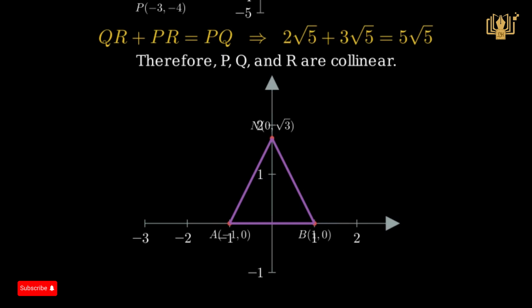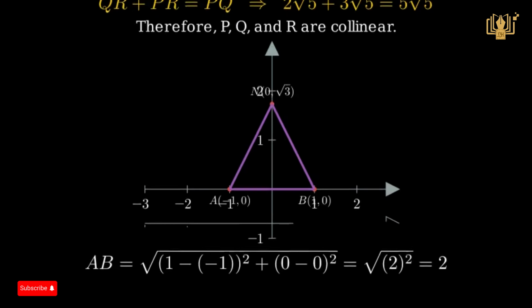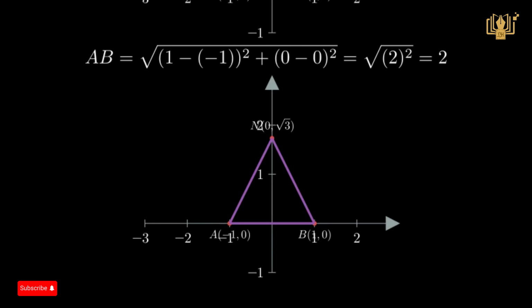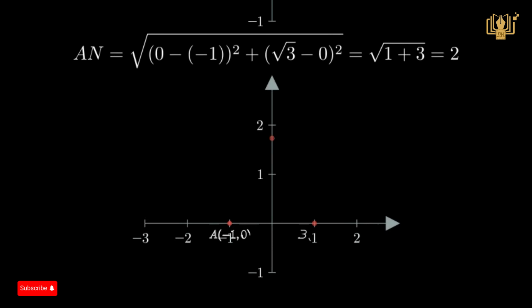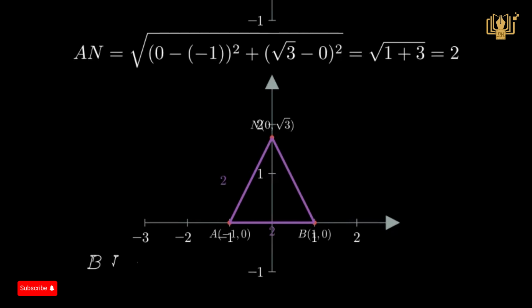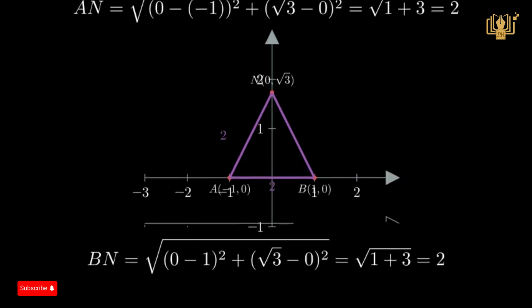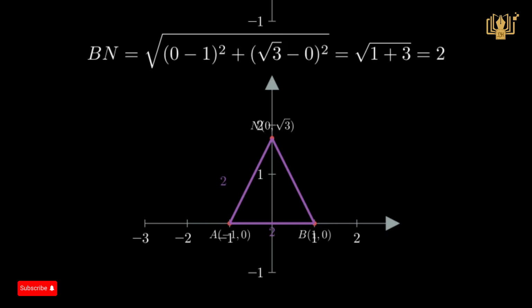Compute each distance with the distance formula. AB equals 2, AN equals 2, BN equals 2. Since 2 plus 2 does not equal 2, the 3 points are not collinear. In fact, all 3 sides are equal, so they form an equilateral triangle.